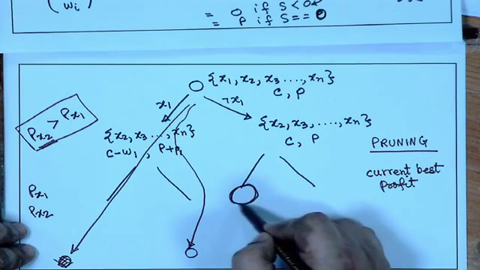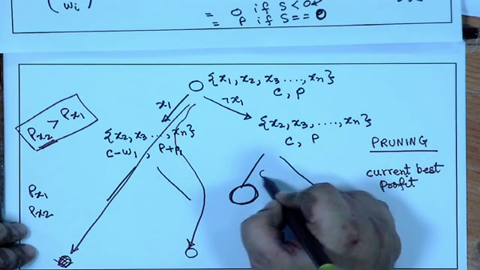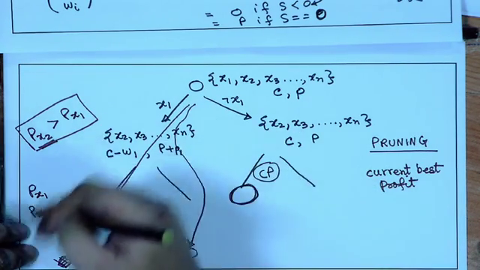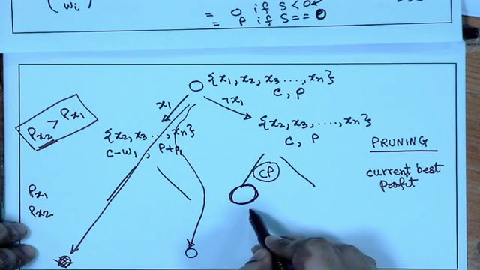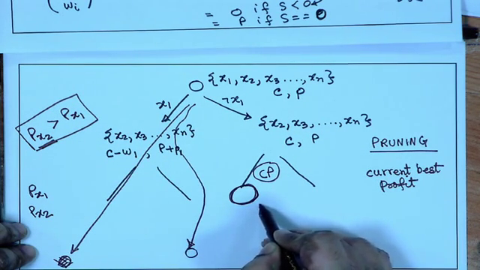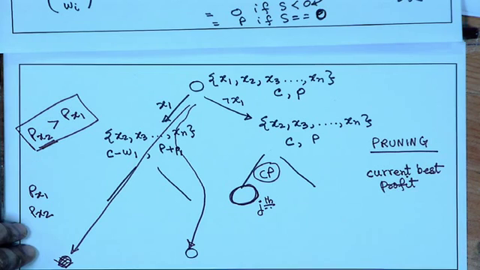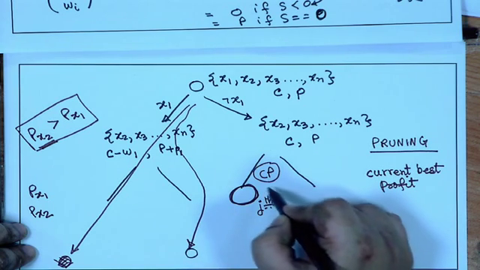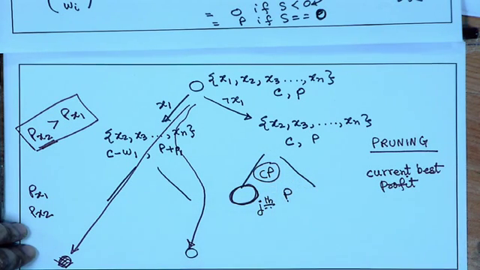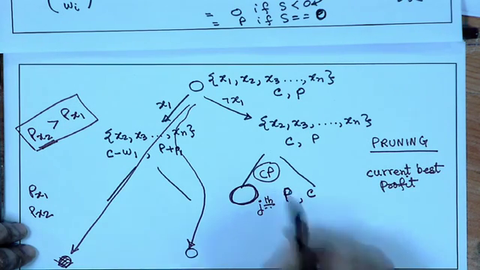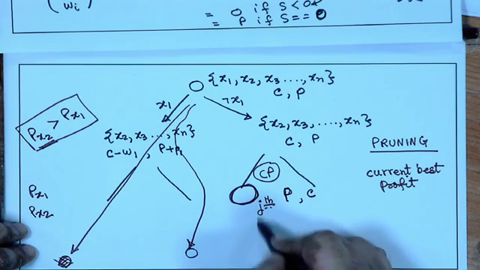Now, let us see at an intermediate node, your current best profit is Cp, which has been obtained from somewhere. And at this node, you are at some jth point. That means, you have to choose elements from j downwards. Your profit at this node till now is P, and your remaining sack capacity is C. And you have these remaining elements left.